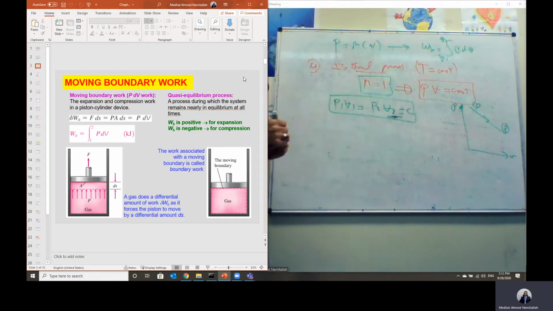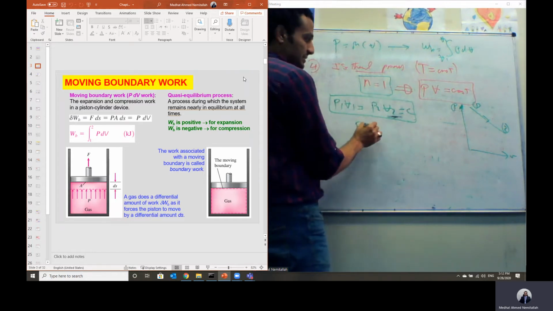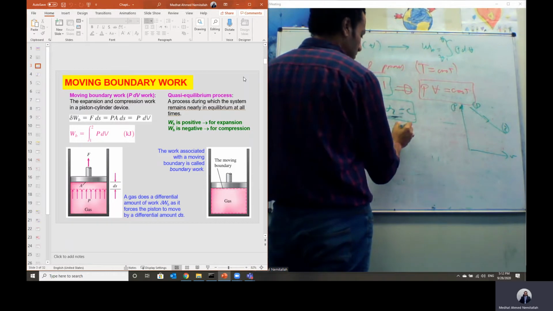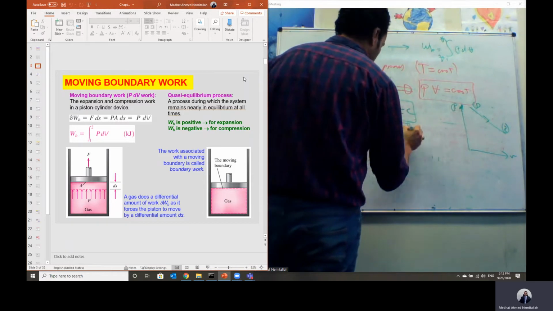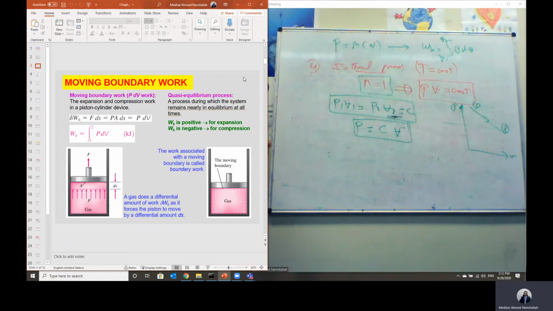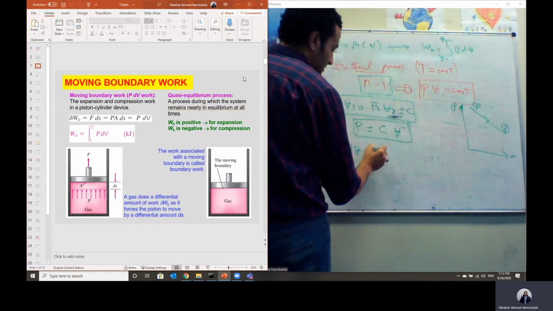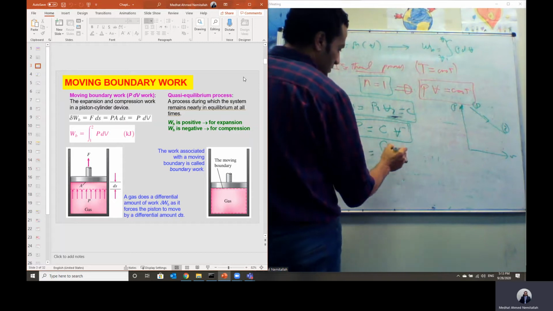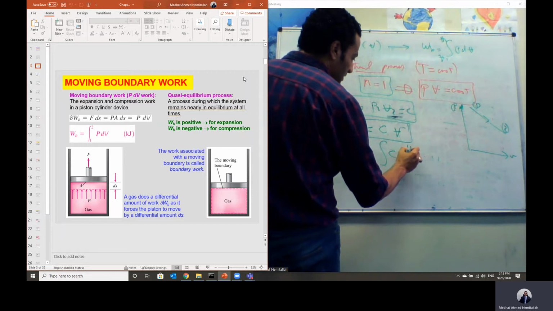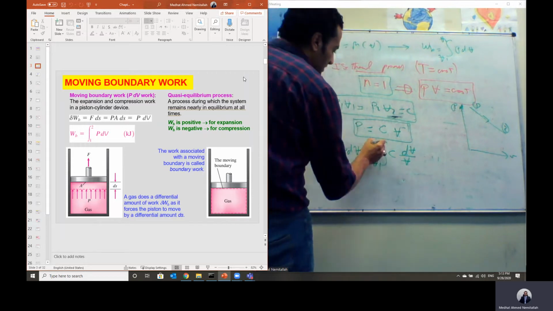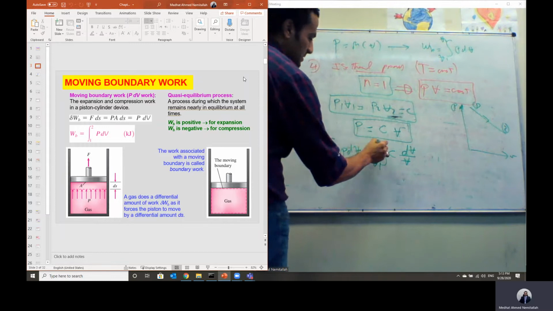But based on this relation, we can say in general the pressure will equal the constant C multiplied by the volume to the power minus 1. Okay, and in this case we can calculate the boundary work, the integration of PdV, that will equal the integration of P, which is C multiplied by V to the power minus 1 dV, or dV over V. This integration is from V1 up to V2.